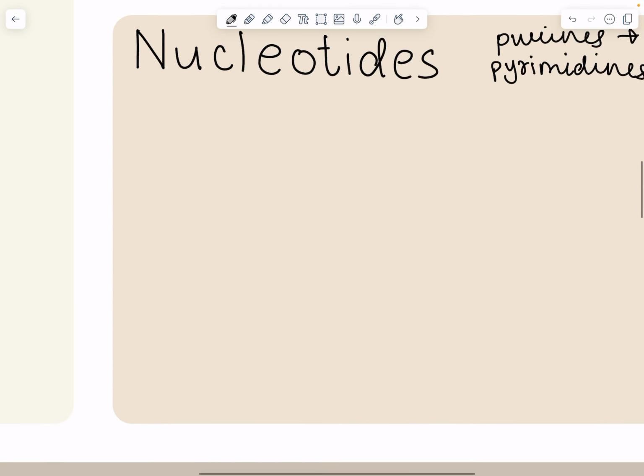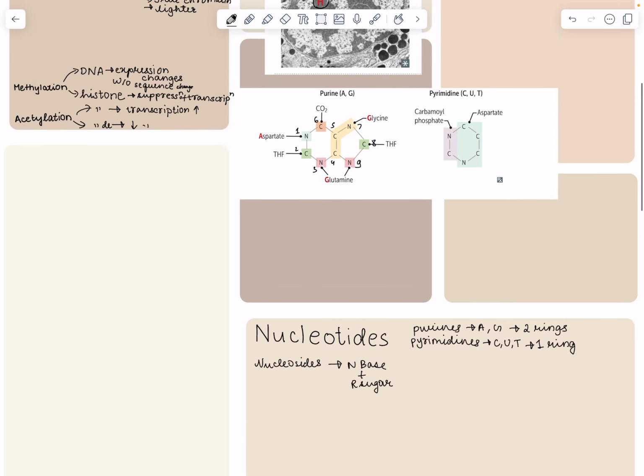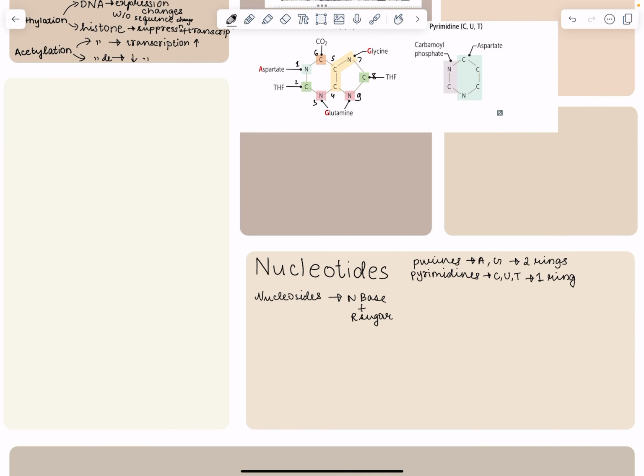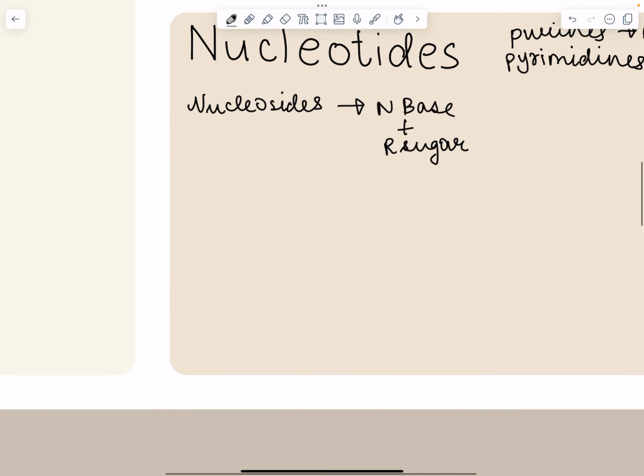Now nucleosides. What are nucleosides? Nucleosides are nitrogenous bases plus ribose sugar. So when we take one of these and attach it to a ribose pentose sugar, we get a nucleoside. And what are nucleotides? Nucleotides are nucleosides plus a phosphate moiety attached to it. At the fifth position, phosphate will get attached.